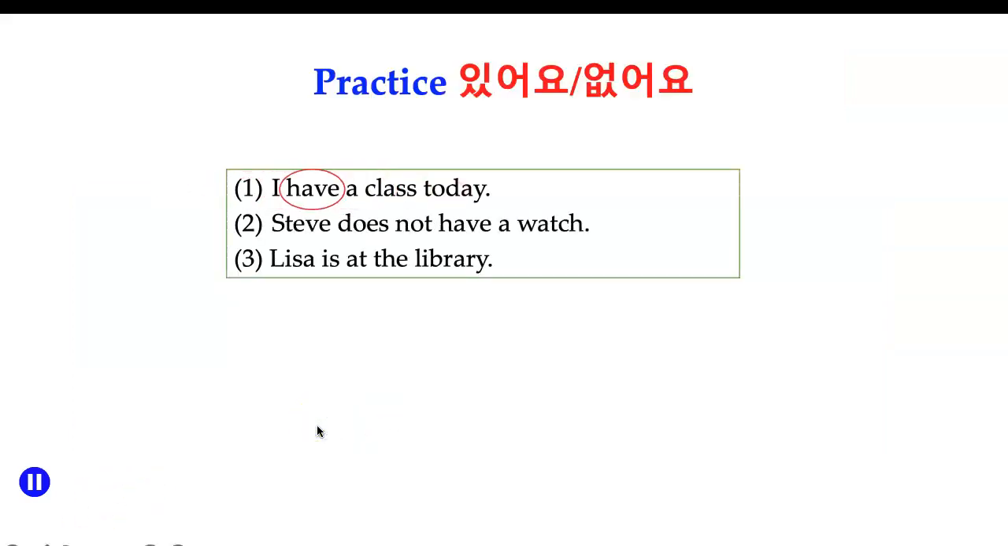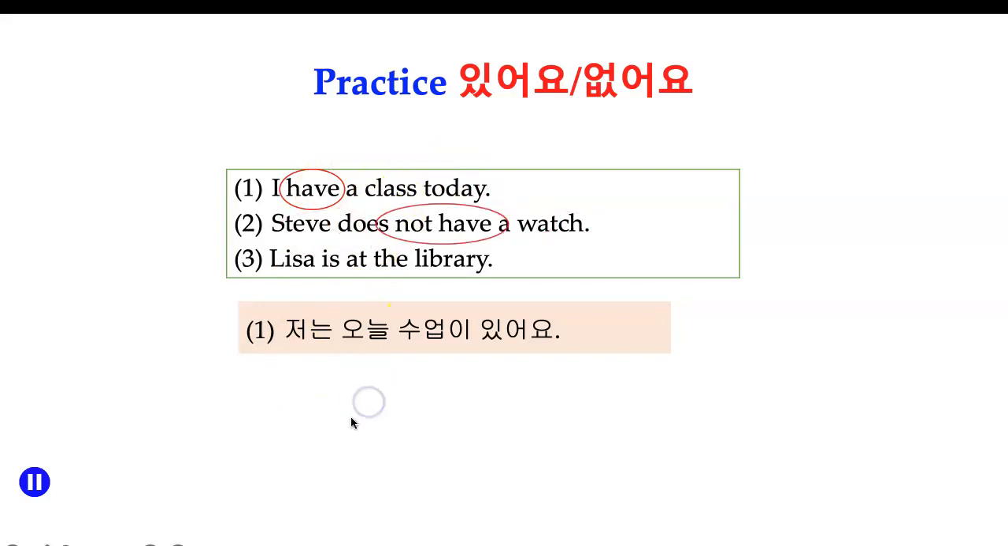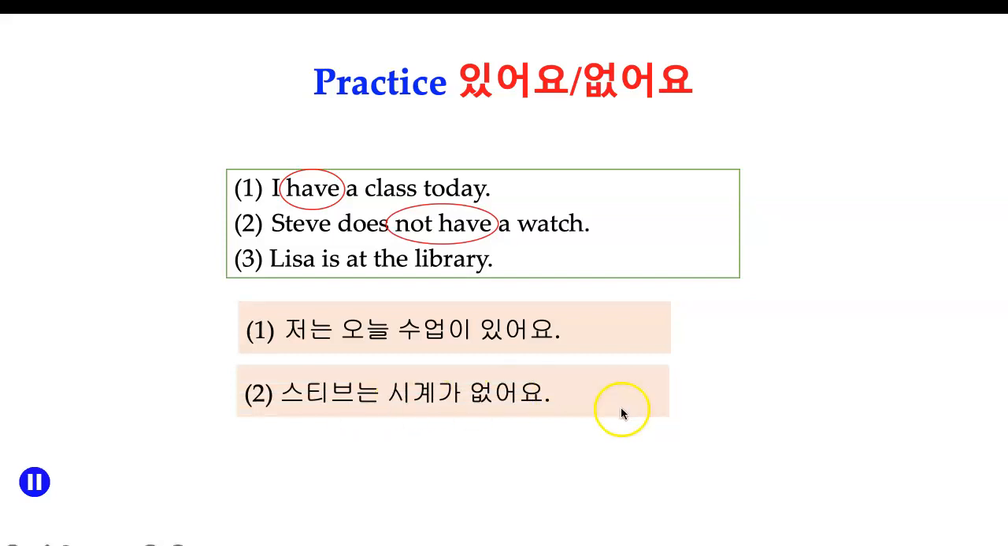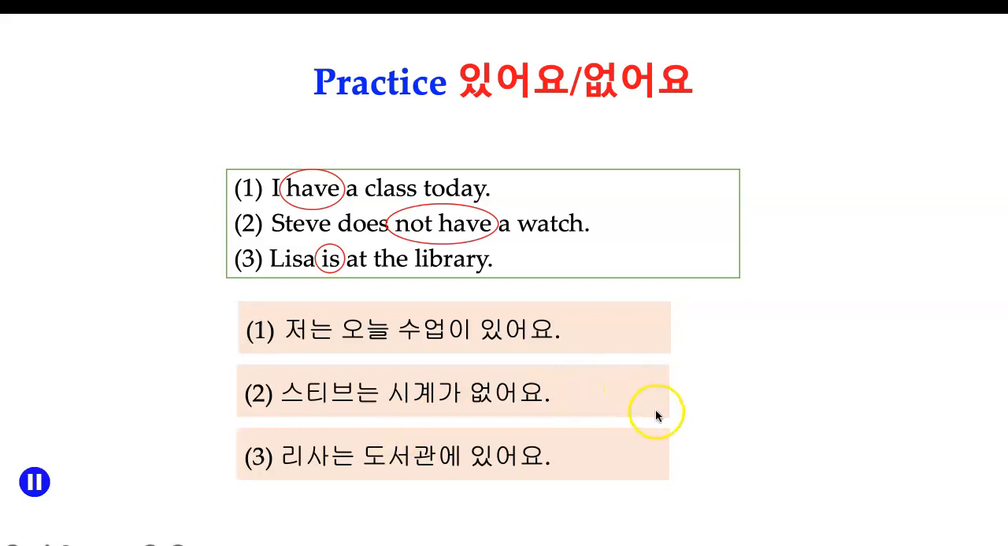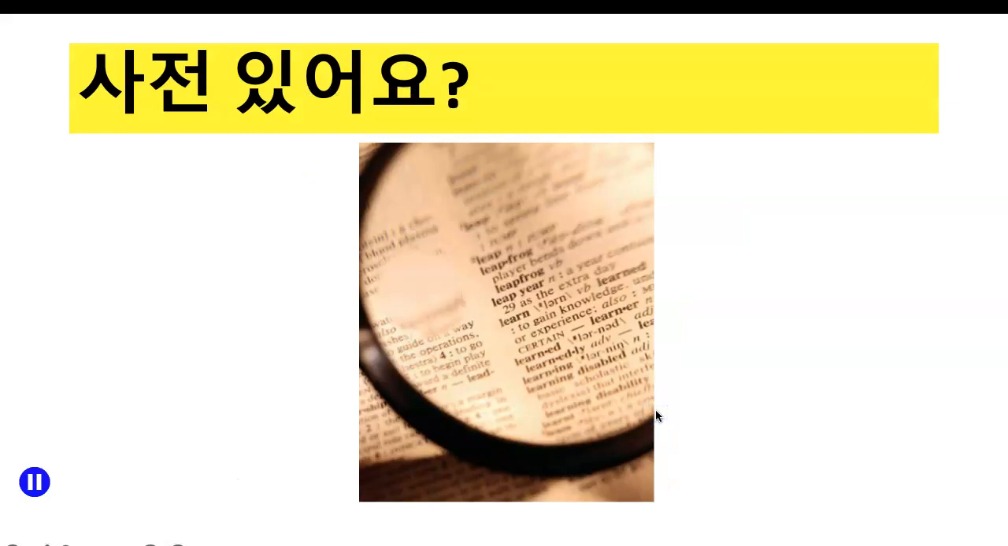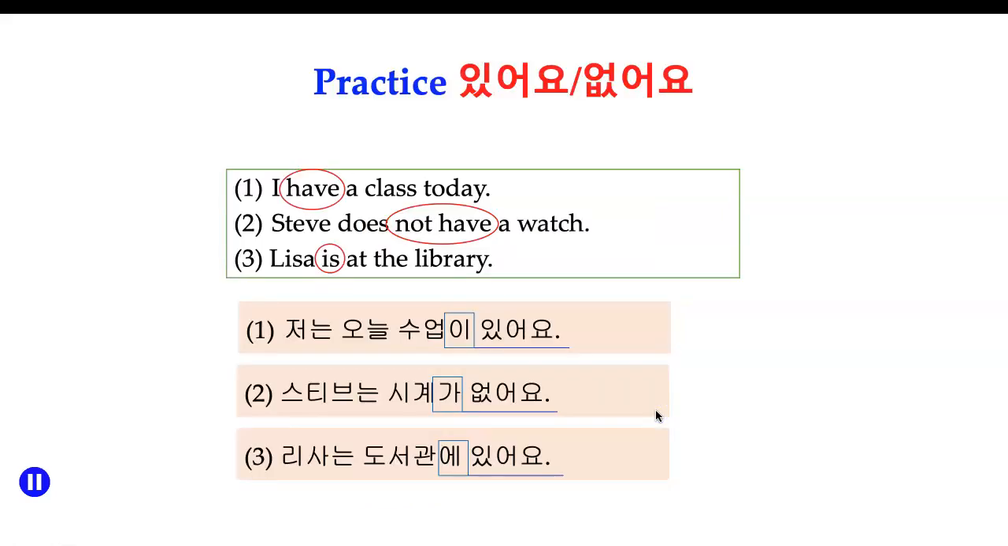So let's practice. Number 1, I have a class today. 저는 오늘 수업이 있어요. Class, 수업이 있어요. Number 2, 스티브는 시계가 없어요. Steve does not have a watch. Number 3, 리사는 도서관에 있어요. 도서관에 있어요. So number 1 and number 2 are possession, and the third one is location. She is at the library.